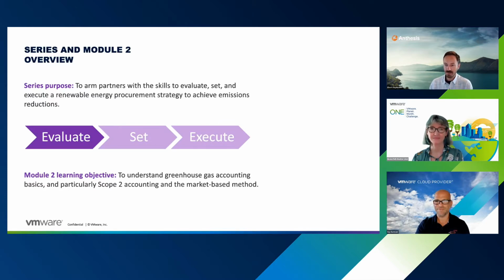In this module, we're going to be getting into some greenhouse gas accounting basics. So understanding what greenhouse gas accounting is, understanding scopes 1, 2, and 3 emissions. We're going to focus particularly on scope 2 because this is where your electricity emissions sit. And by the end, hoping you'll have some of the tools necessary, or some of the groundwork necessary, to move forward with a renewable energy procurement strategy.